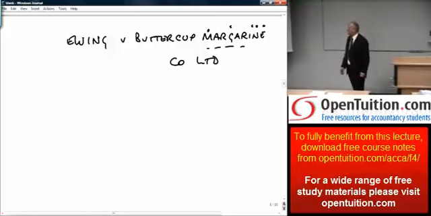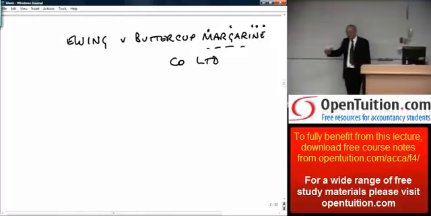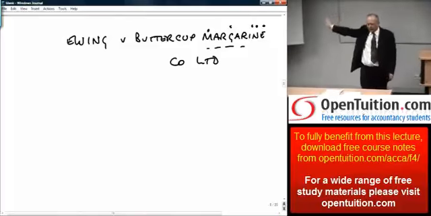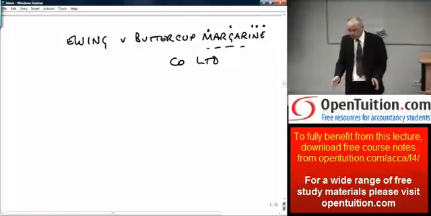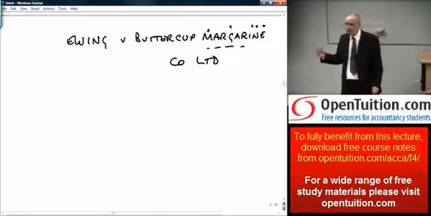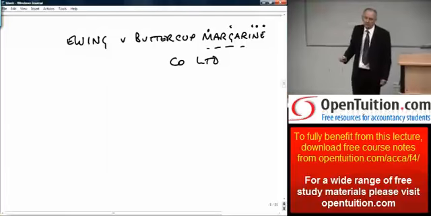All right. Ewing and the Buttercup Margarine Company. Ewing had this Buttercup Dairy Products, southeast of Scotland, northeast of England. Buttercup Margarine were establishing themselves in the southeast of Scotland. Ewing said, no, your name is too similar. You're in a similar business of dairy products. There's likely to be confusion, and you're going to steal my goodwill. So he took it to court, and the court agreed with Ewing and said to Buttercup Margarine, change your name.